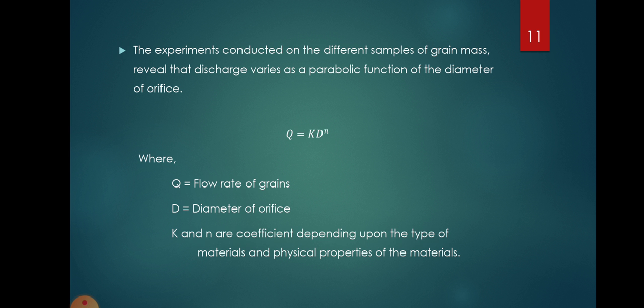The experiments conducted on the different samples of grain mass reveal that discharge varies as per parabolic function of the diameter of orifice. So this is given by Q is equal to K into D raised to the power n, where Q is equal to flow rate of grains, D is equal to diameter of orifice, K and n are coefficients depending upon the type of material and physical properties of the materials.